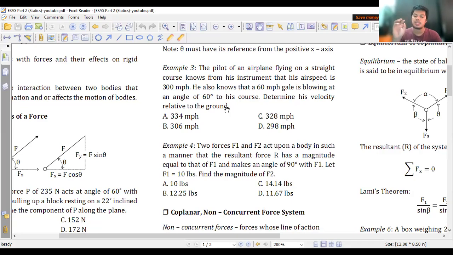Blowing at an angle of 60 degrees to his course, meaning to say that the wind is pushing the plane, from the statement, to his course. So it's actually blowing in the same general direction as the plane. So we are asked to determine the velocity of the plane relative to the ground. Let us solve.